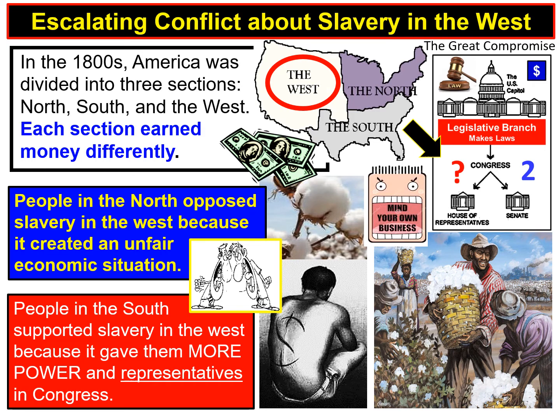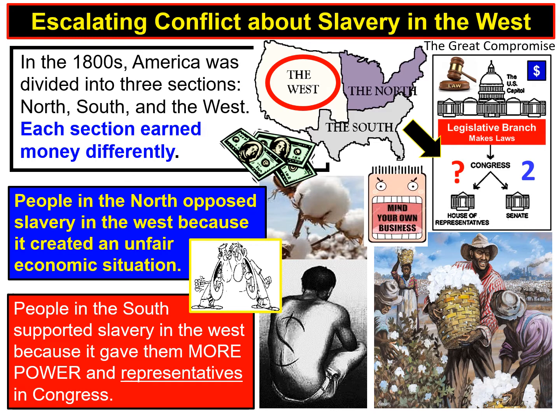But then you have free labor, which was used in the North, and you would have to pay a Black person if they worked for you. So the people in the North, they don't want slave labor in the West because they figure they're going to lose a lot of money. Now, people in the South, they supported slavery in the West. They say, yes, we need to have slavery in the West because that is going to give us more power. It's going to give us more representation in Congress.